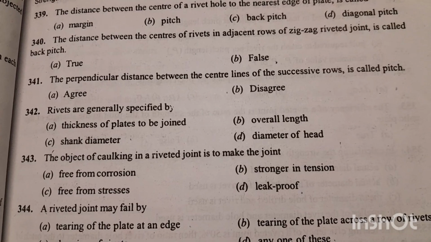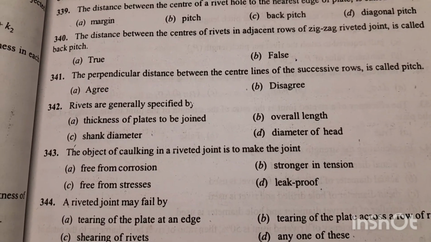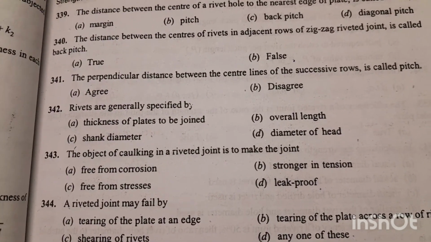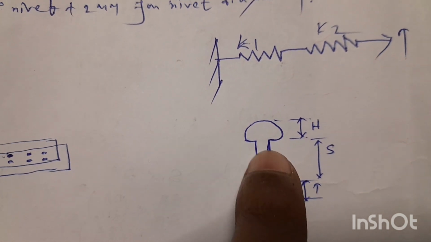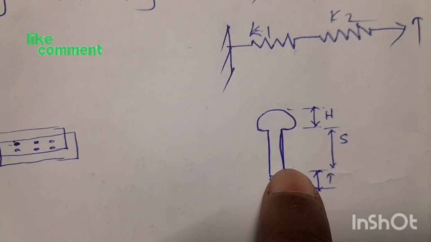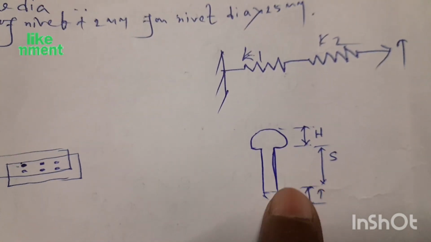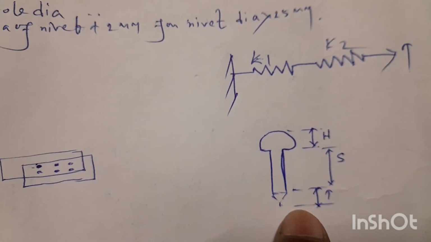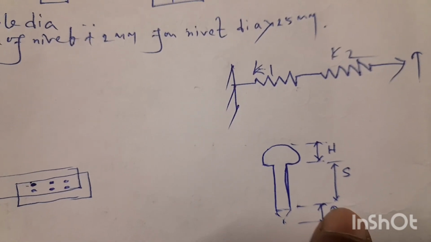Next question 342. The rivets are generally specified by, option C is the right answer, shank diameter. Suppose this is a rivet, so this upper portion is the head, this middle portion is the shank of the rivet, and this lower portion is the tail of the rivet.